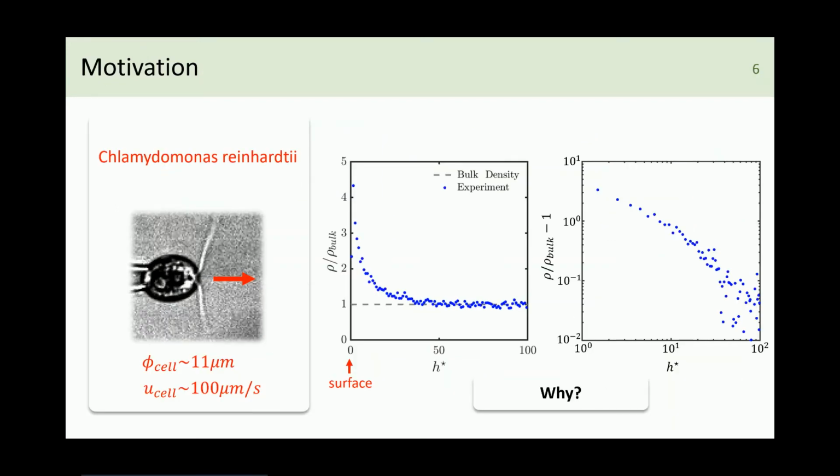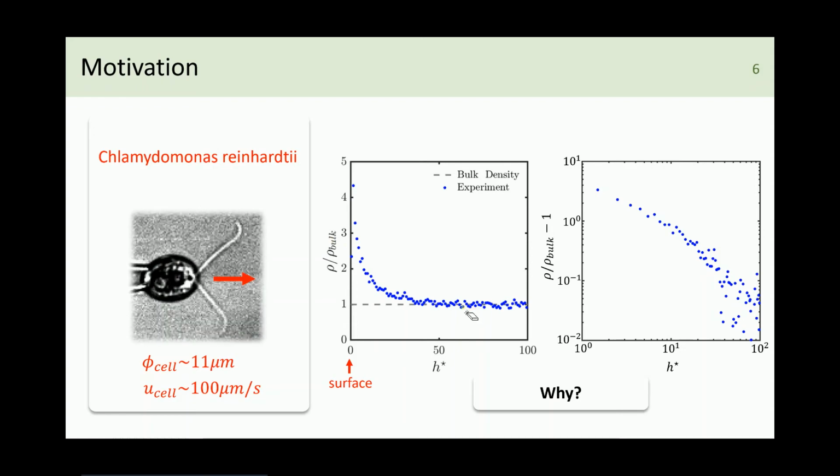Here, we plot the cell density as a function of the distance to the wall. And we find a significant increase in the cell density at the surface compared to the density in the bulk. Here we normalize the density by the density in the bulk.